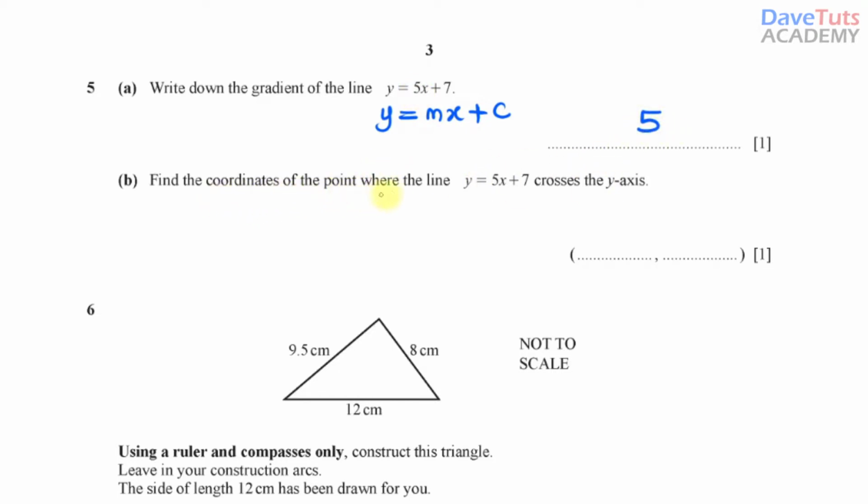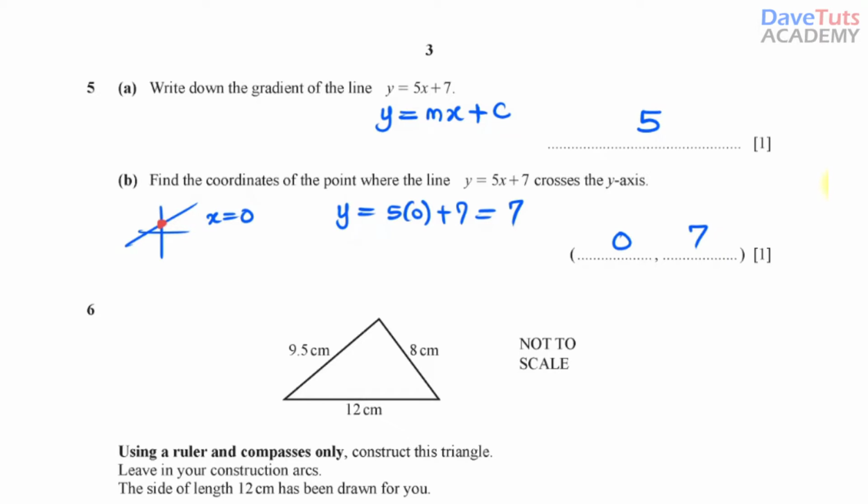Now we are to find the coordinate of the point where the line y is equal to 5x plus 7 crosses the y-axis. So if we are looking at our graph somewhere like this, a straight line like this, then the point where the line y is equal to 5x plus 7 crosses the y-axis will be this particular point, the intercept on the y-axis. And at that point, what we need to note is that the value of x is equal to 0. So if we are to use that here, we can say that y is equal to 5 multiplied by 0 plus 7. Of course, that will be 0 plus 7, and that will be 7. So that coordinate will be x is 0 and y is 7.